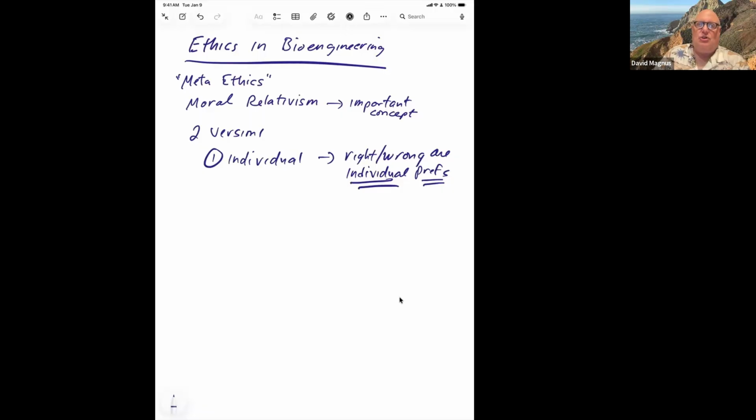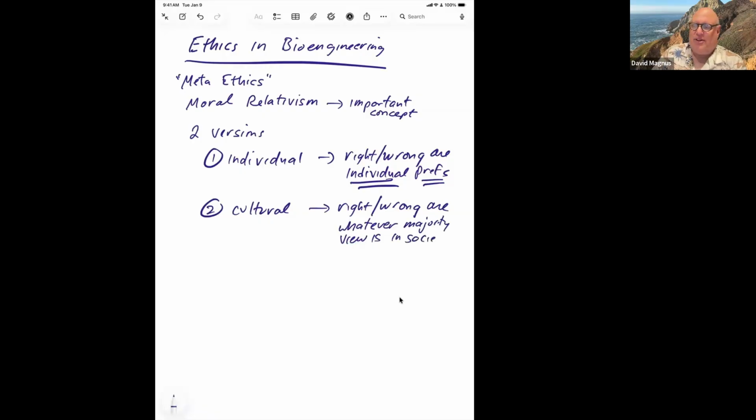A lot of people believe the first version, a lot of people believe the second version, and a lot of people believe some combination of both, although they are in fact contradictory. The second version is cultural moral relativism, which believes that statements of right and wrong are expressions of whatever the majority view of society thinks is correct in that society. So those are the two versions of moral relativism, and I'm going to now try and explain why those versions of moral relativism are not correct.